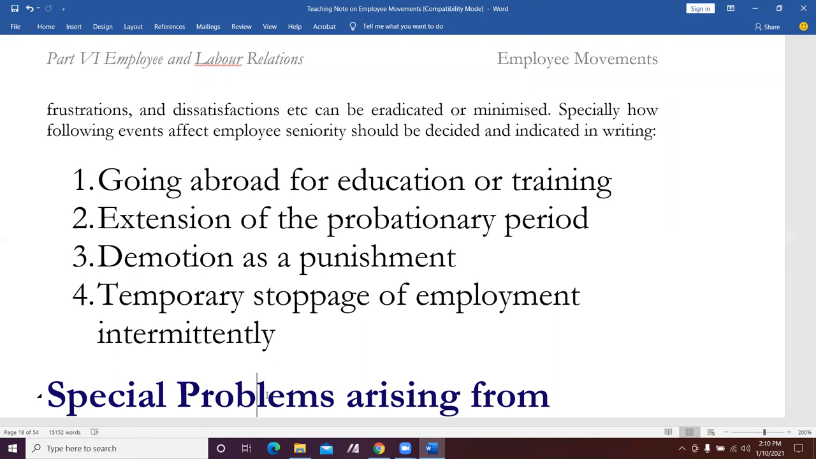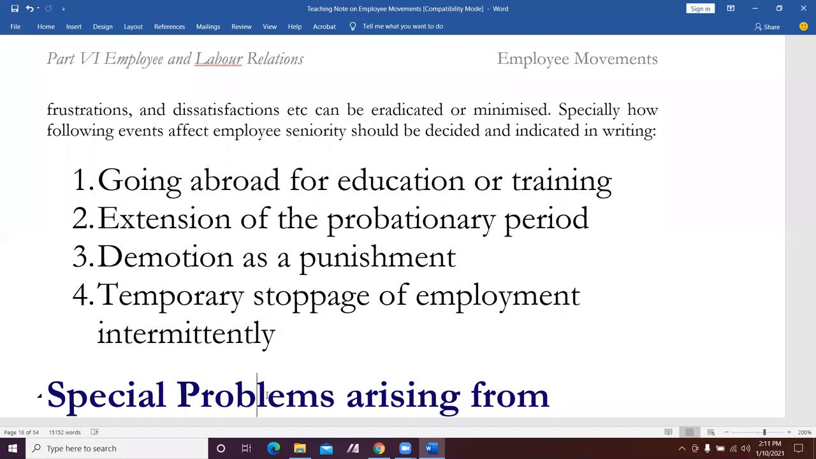Right, going abroad for education or training, that's another situation. Then extension of the probation period. Assume there was 1 year as the probationary period, but the relevant employee could not meet the requirements. Then an extension was given to that employee, assume for another year. Are you going to consider that extension also for seniority, or are you going to ignore that extension period? A policy decision has to be made. By considering the merits and demerits, we have to make a policy decision.